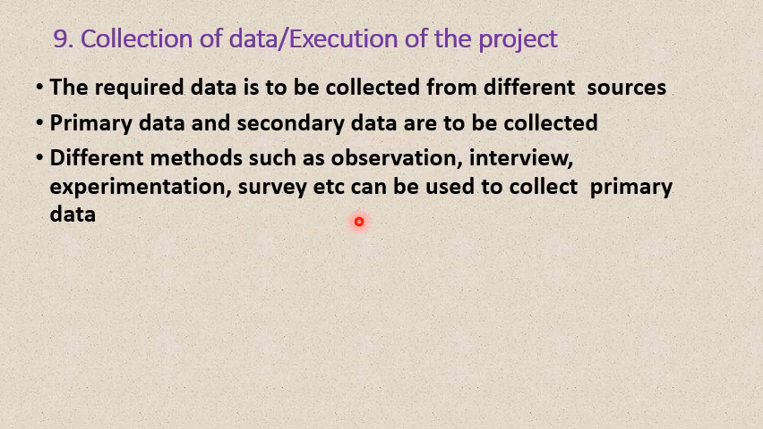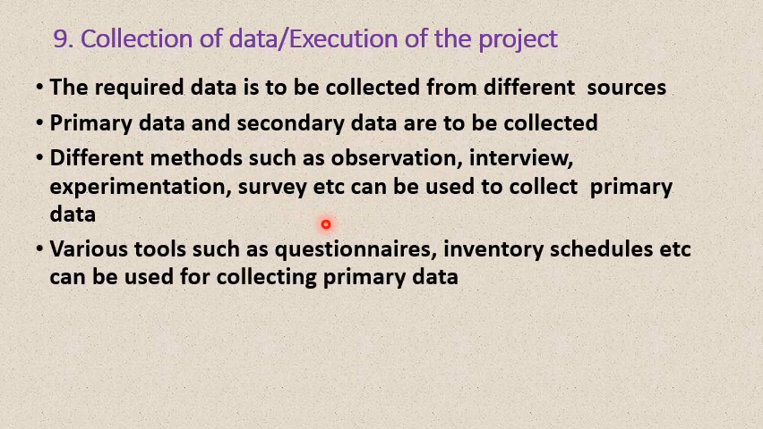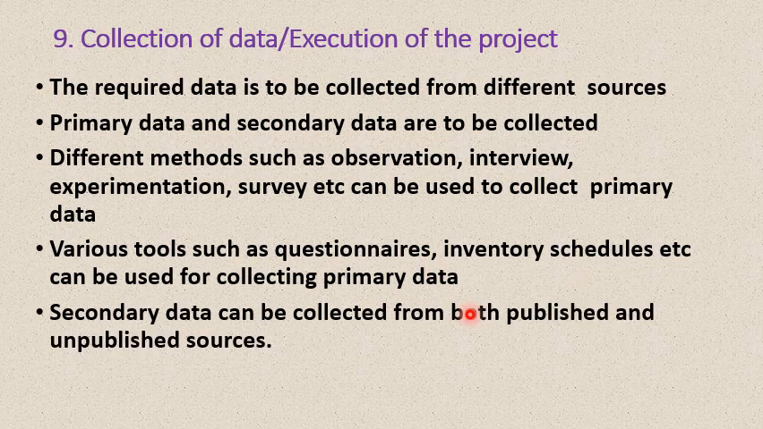So the methods of collecting primary data are observation, interview, experimentation, survey, etc. Various tools such as questionnaires, inventory schedules, etc. can be used for collecting primary data. Then secondary data can be collected from both published and unpublished sources. Secondary data is available from published sources and unpublished sources. We can rely on both published and unpublished sources for secondary data.